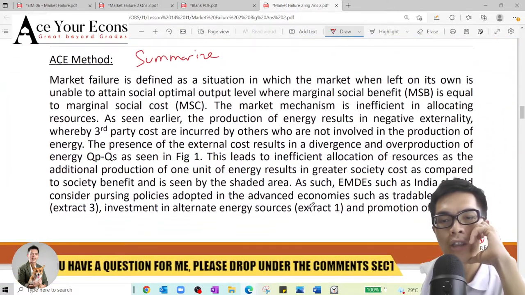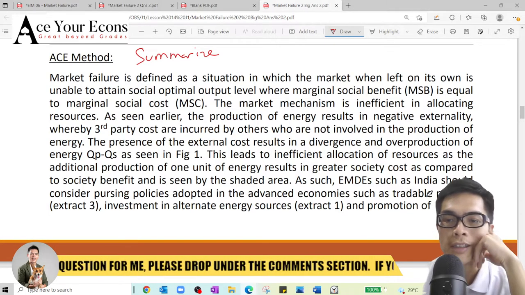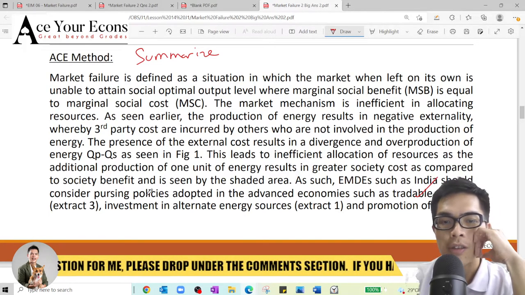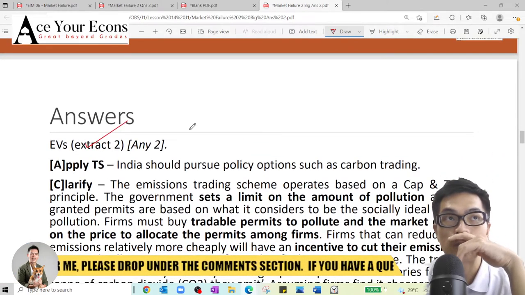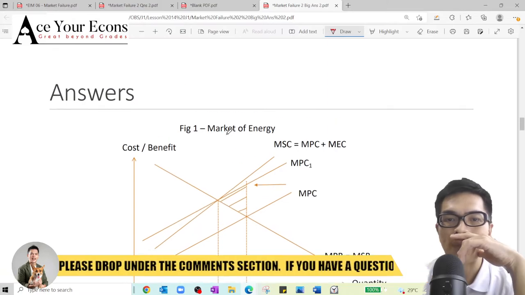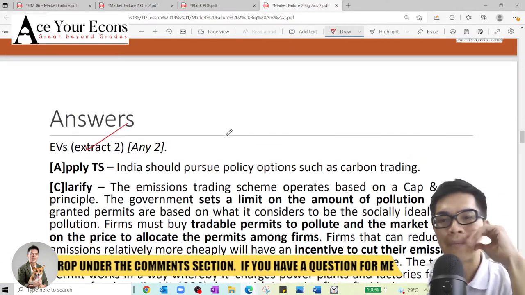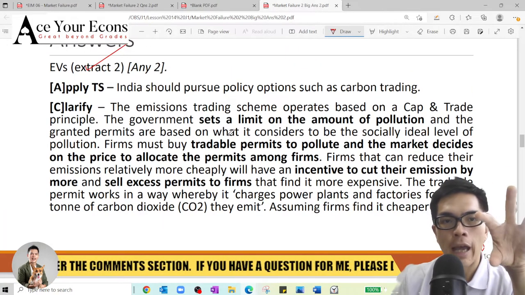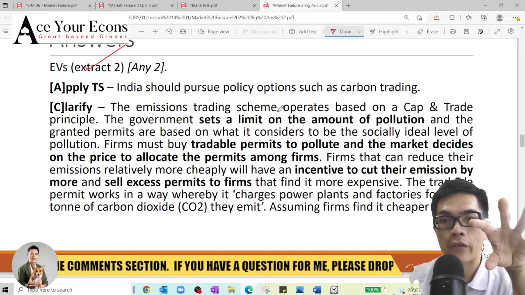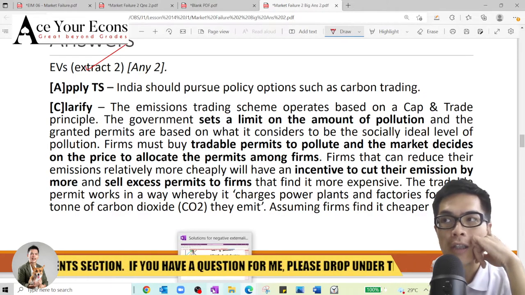There are potentially three policies. I recommend no more than two unless you can write fast. Tradable permits, investment in alternate energy source, and promotion of electric vehicles through subsidy. You can pick any two of the three here. Now I just want you to tally whatever we have covered here to what we have covered earlier on in the content session.